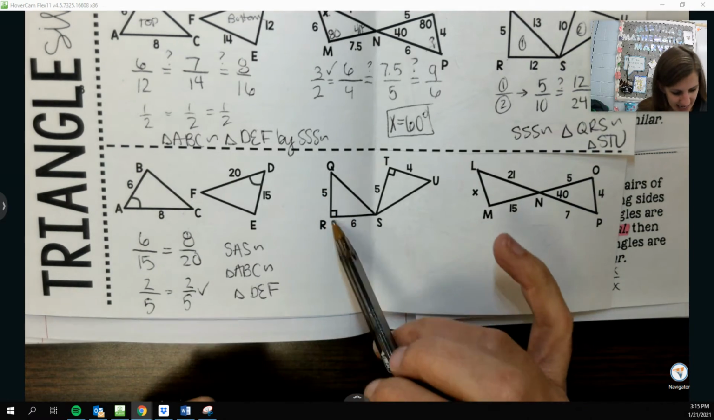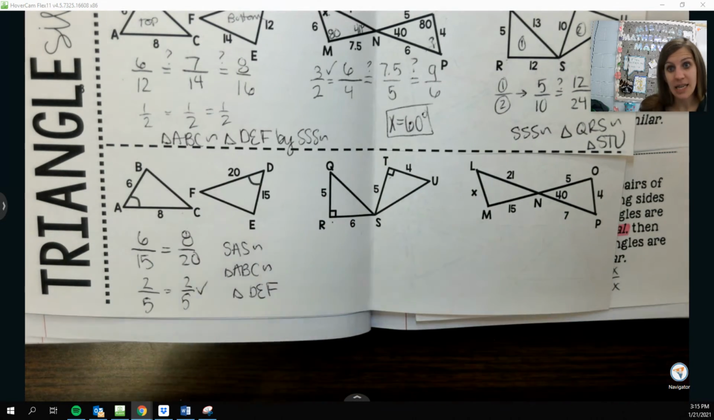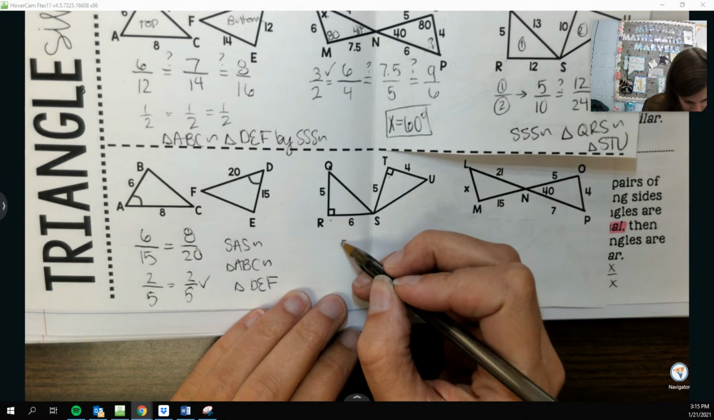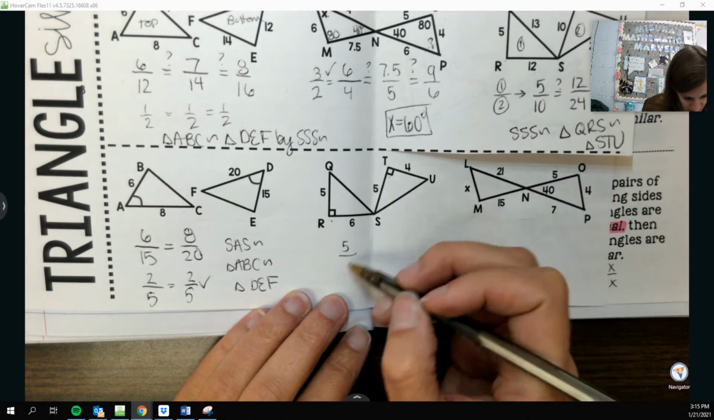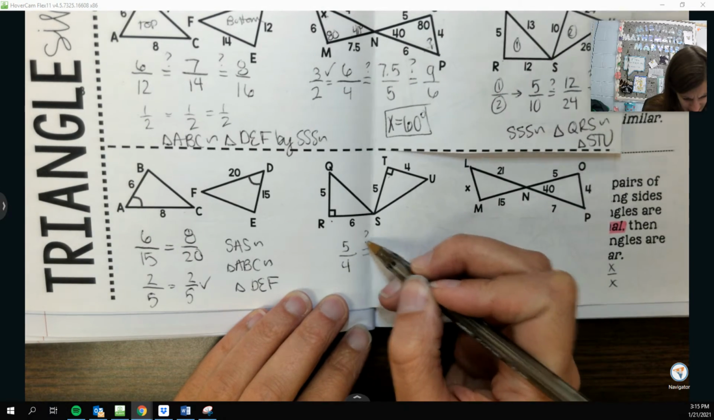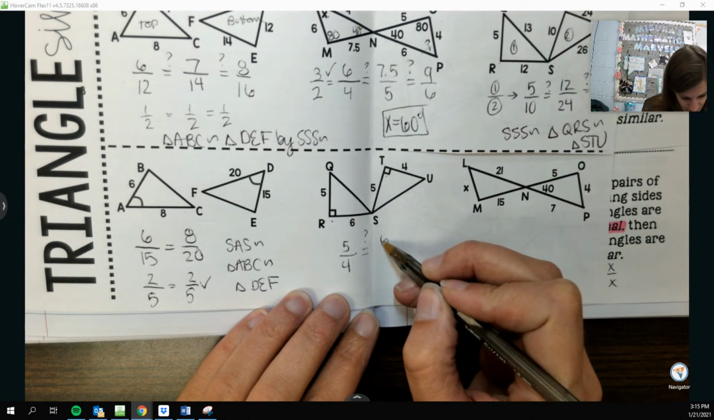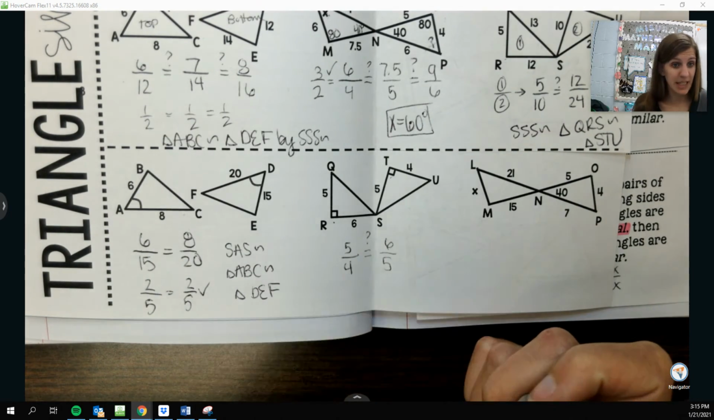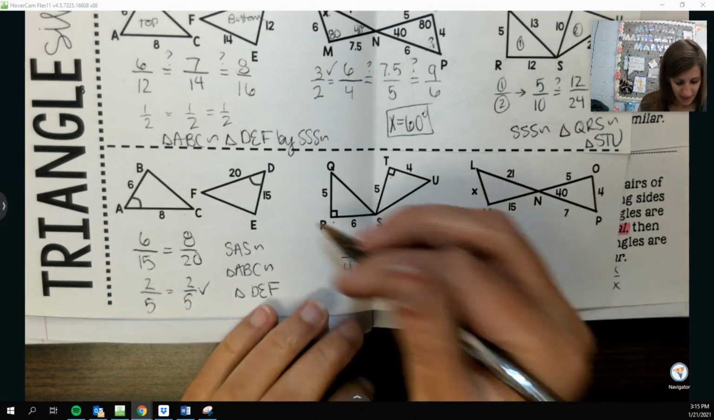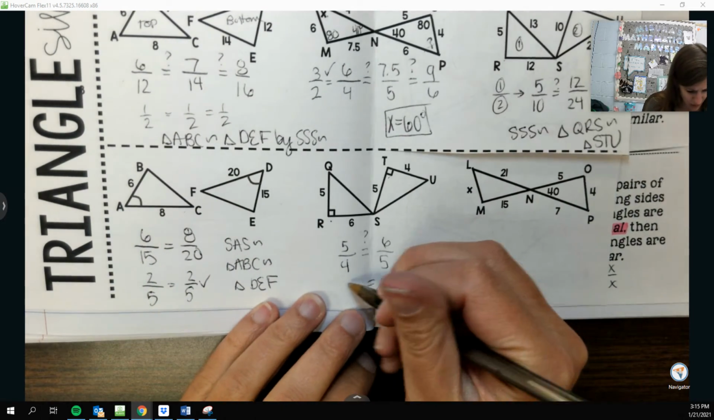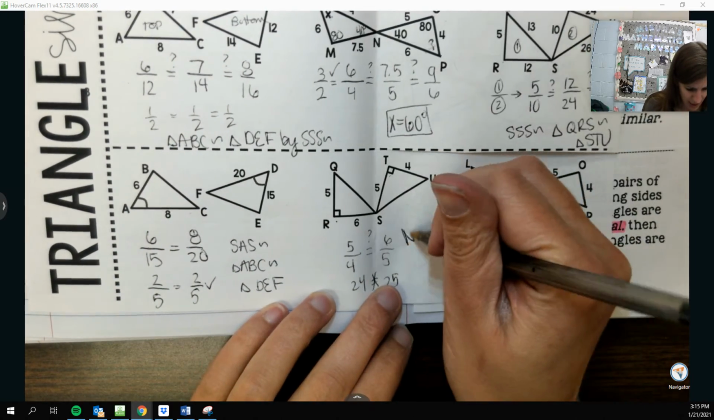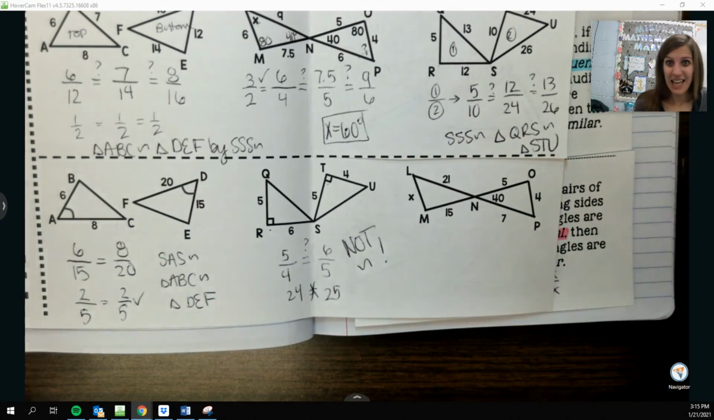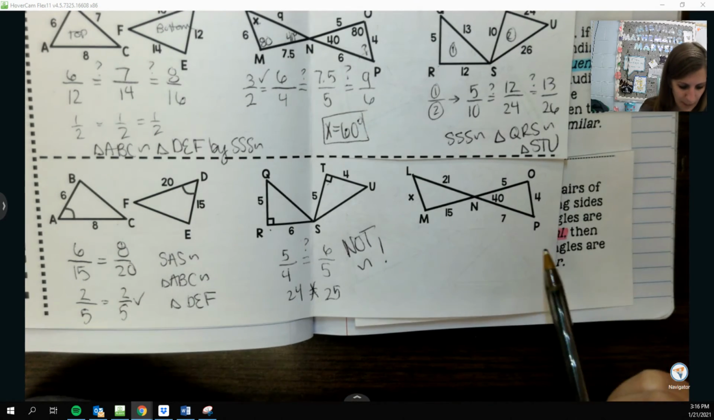Next one here, I can see side angle side, but I have to check and see, are the sides proportional? So on this guy here, the smaller is 5, which would match up with the smaller here. Is that the same as 6, which matches up with 5? Those are not the same. And I can't reduce. And if I cross multiply even, I get 25 and 24, and those aren't equal. So not similar. And it's always good to see a not example.